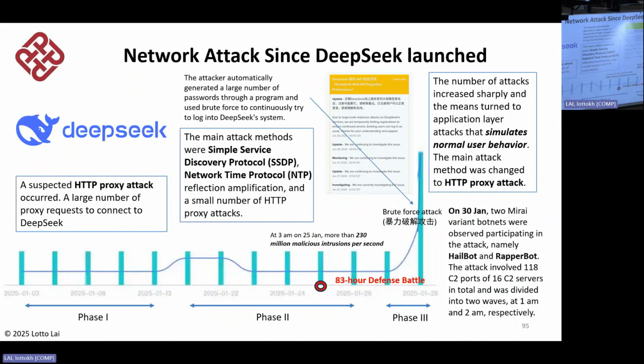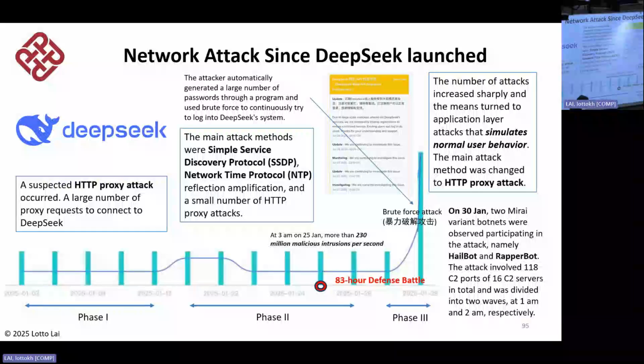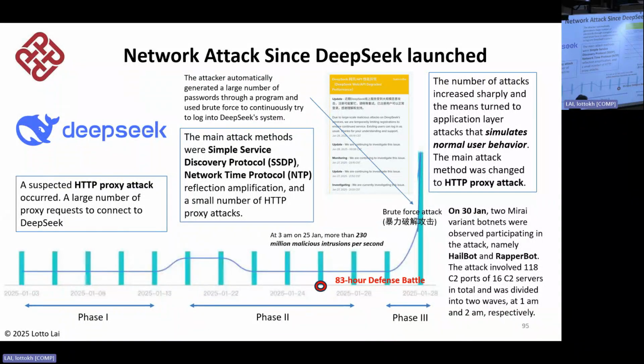But until 25 January at 3 a.m., more than 213 million malicious intrusions per second suddenly jumped. And then they defended for 18 hours. That was in phase 2.